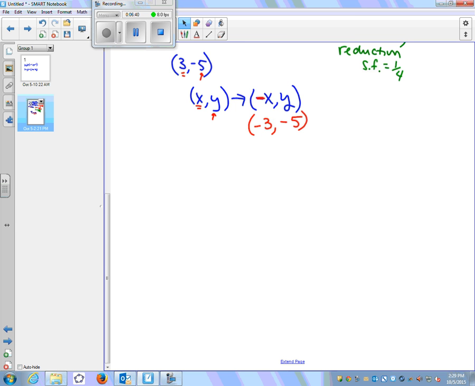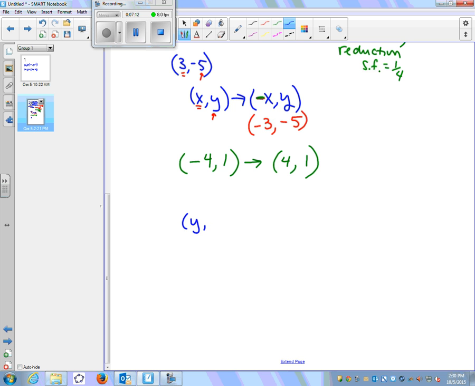So I could do this same rule to this point. And what would it become? Same rule. If we change the sign of x, what's going to happen to -4? Becomes 4. We keep y the same. Okay, so that doesn't mean it becomes negative, that little sign. It means it changes its sign. All right, so you should be able to take any rule, even more complicated rules like this.